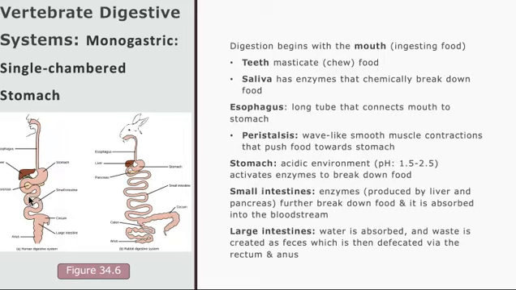And as that food moves into smaller and smaller pieces or particles, it is going to then absorb into the bloodstream. Now we are left with some water and waste products, so we are going to absorb that water within the large intestines, and the rest of the waste is going to be compacted as feces, which will be defecated via the rectum and the anus.